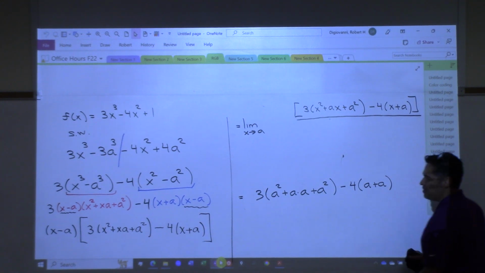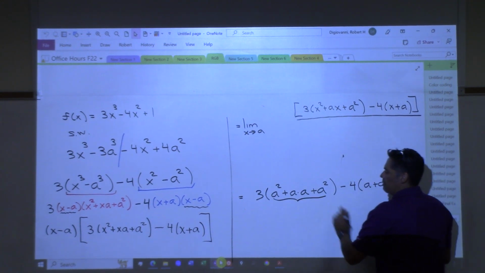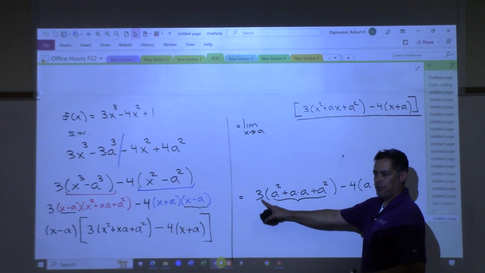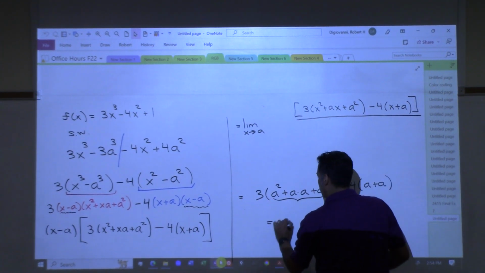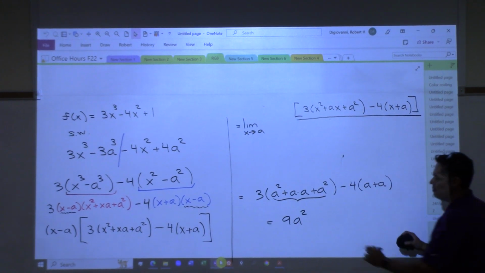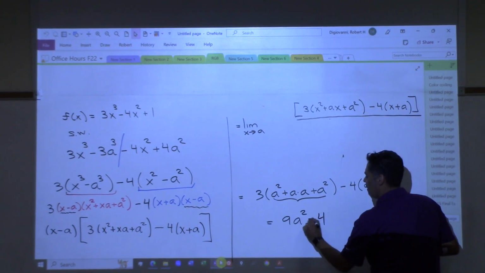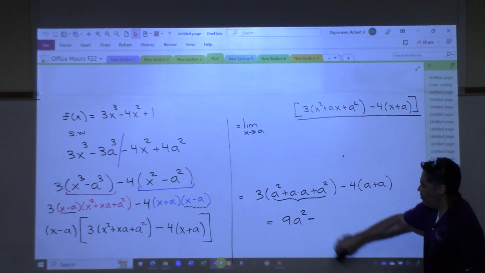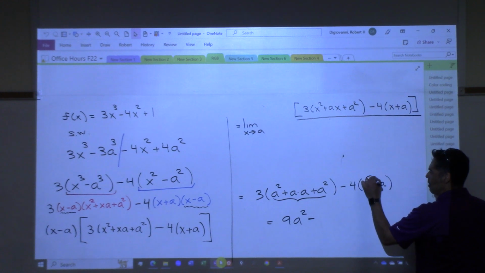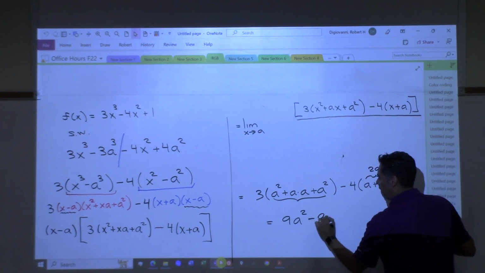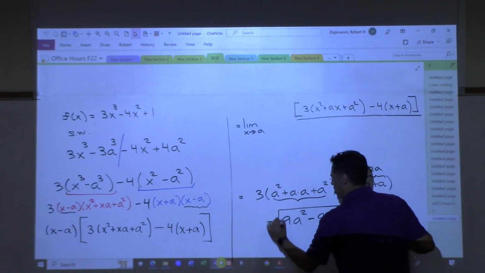Do what's in parentheses first. That's a squared plus a squared plus a squared. How many a squareds? 3, and you're hitting it with a 3 on the outside. So 3 times 3? 9. You get 9a squared. Not plus, minus. Minus 4. And then what's a plus a? 2a. I guess I could have done what? This is 2a, right? 4 times 2a? 8a. Done.